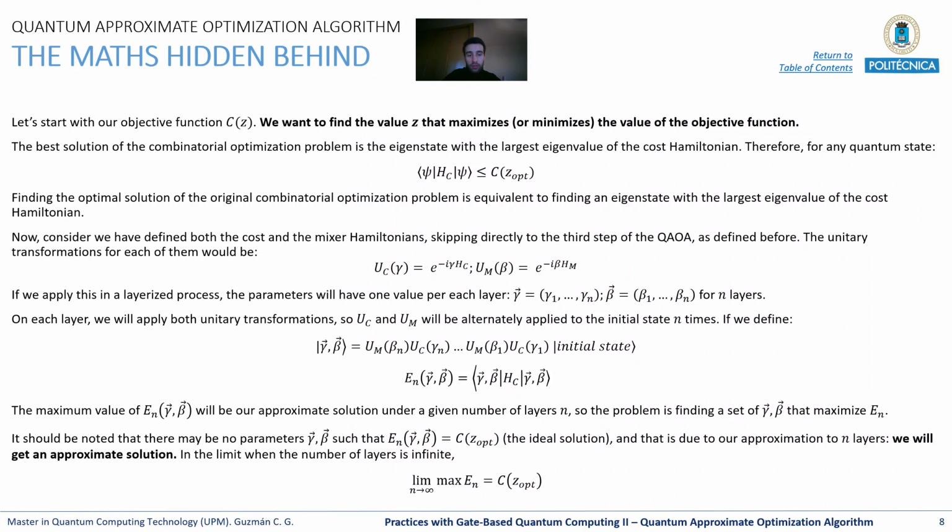Why? Because we are approximating to n layers. If we really had a slow and continuous evolution through time, and we didn't make that approximation of, okay, I'm going to evolve the system in layers, we would get an exact solution. So in the limit where the number of layers is infinite, we would have a continuous evolution, and that would mean that we would have the optimal one.